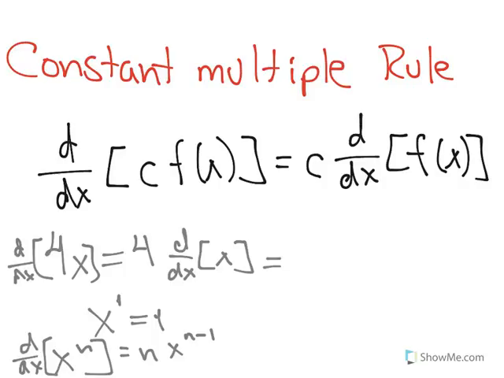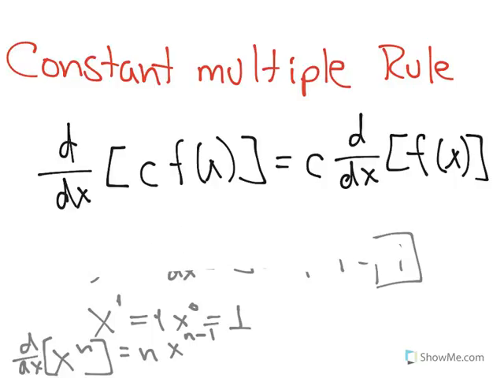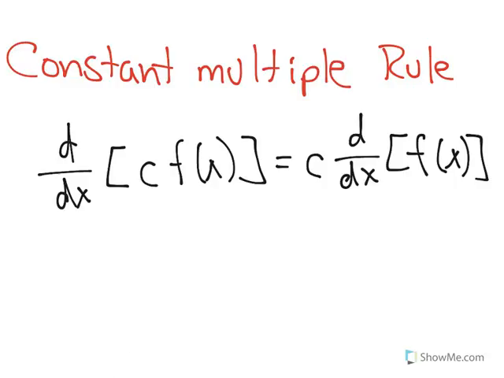And then x to the 1 minus 1 is x to the 0, and so we get just 1 because x to the 0 is just 1, and so 1 times 1 is 1. So we know that the derivative of x is 1, and so we have 4 times 1, which is equal to 4. So we just found the derivative of 4x to be 4. You could try it using the definition of a derivative, and you can make sure that that's true, and of course it is.